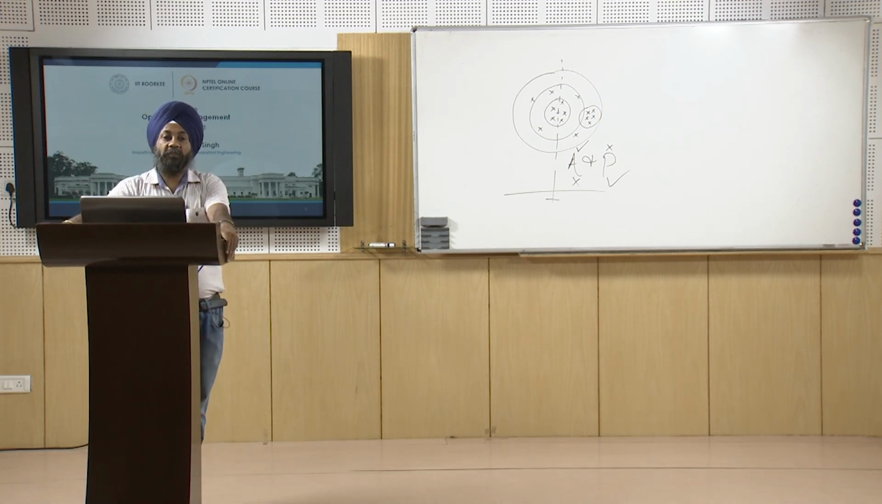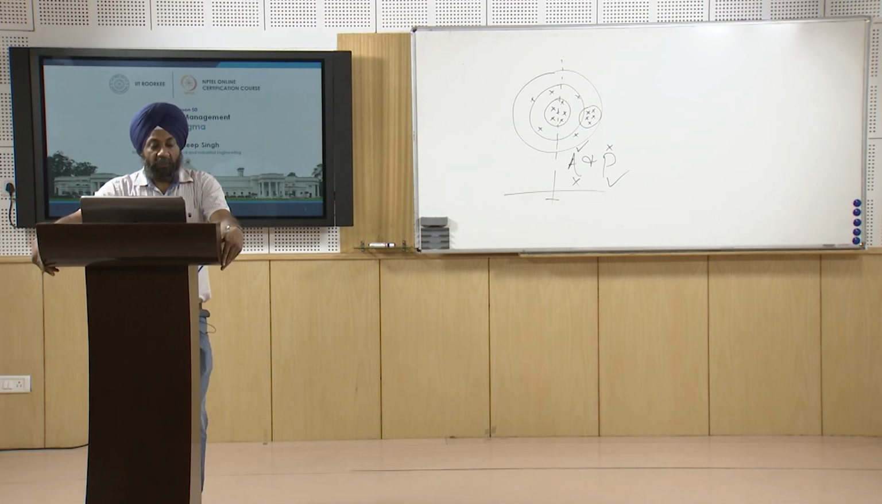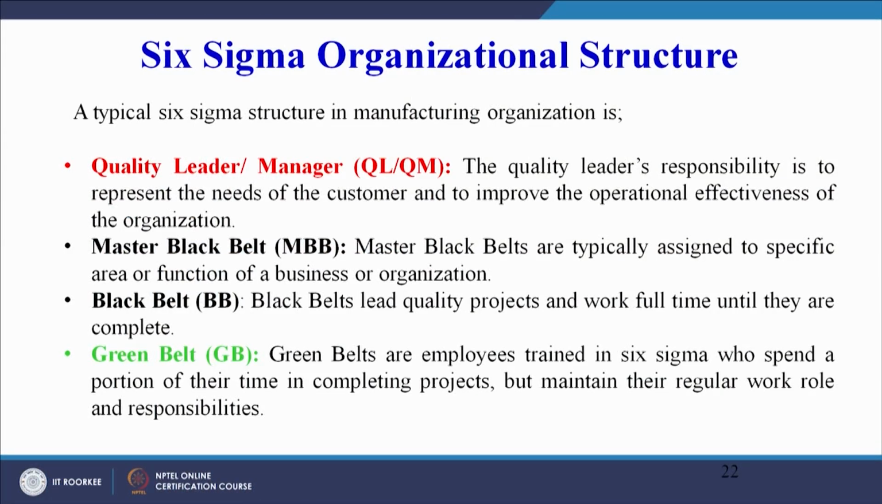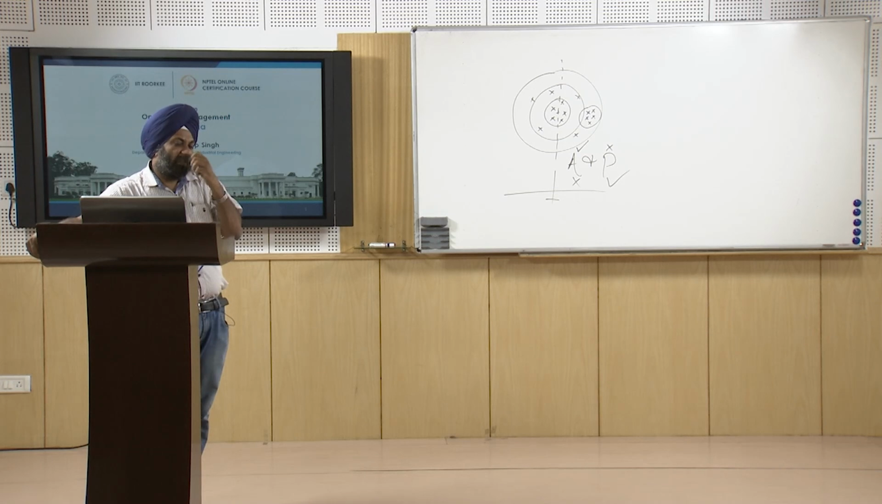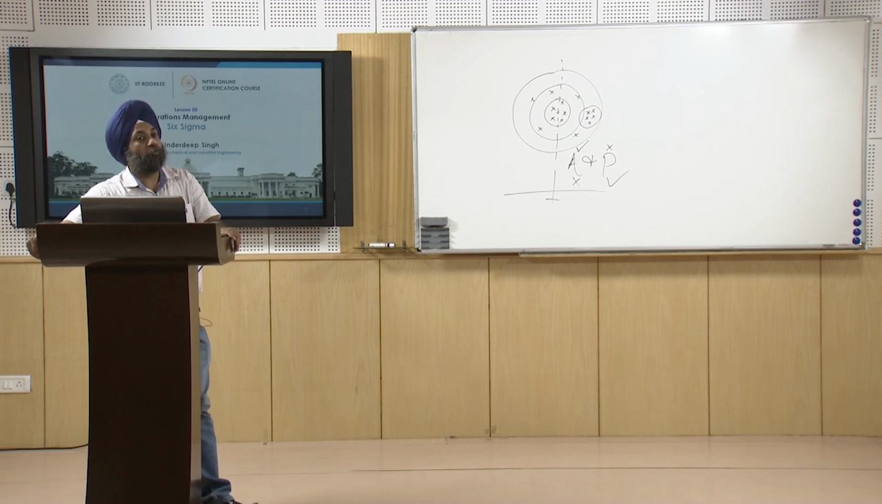Now, what will be the organizational structure for a Six Sigma team? A typical Six Sigma structure in a manufacturing organization is that there will be a quality leader or a manager. The quality leader's responsibility is to represent the needs of the customer and to improve the operational effectiveness of the organization. So, the important part is the two things. One is we have to take the feedback, take the inputs from the customer. Another thing is we have to manage our operations in such a way that we are able to deliver to the customer what he actually wants and he is satisfied with what he gets for the money he spends.